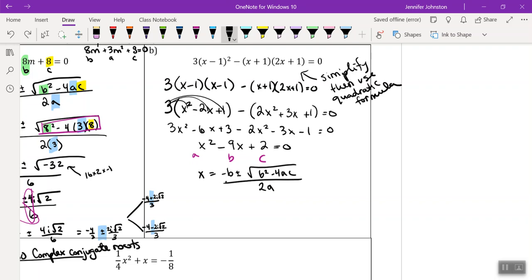All right, so let's input b is negative 9. If we put negative 9 in here, we get positive 9. Those two negatives give us a positive. For b squared here, it still is a negative 9, but we're going to square it. What's that going to become, positive or negative?